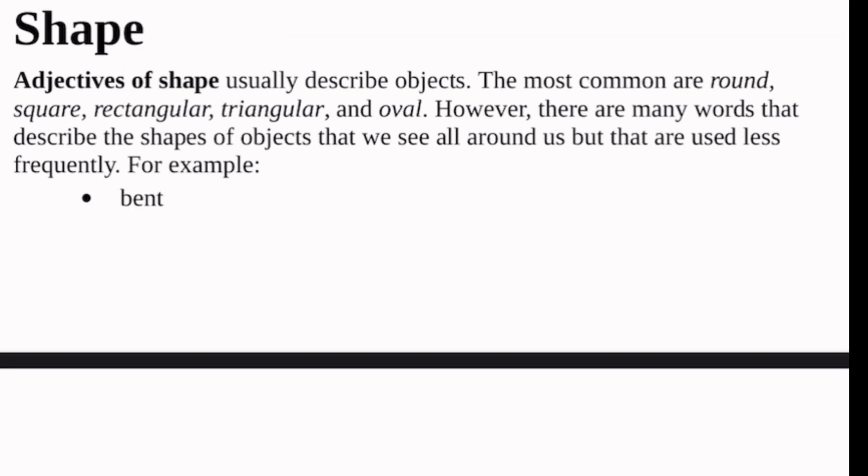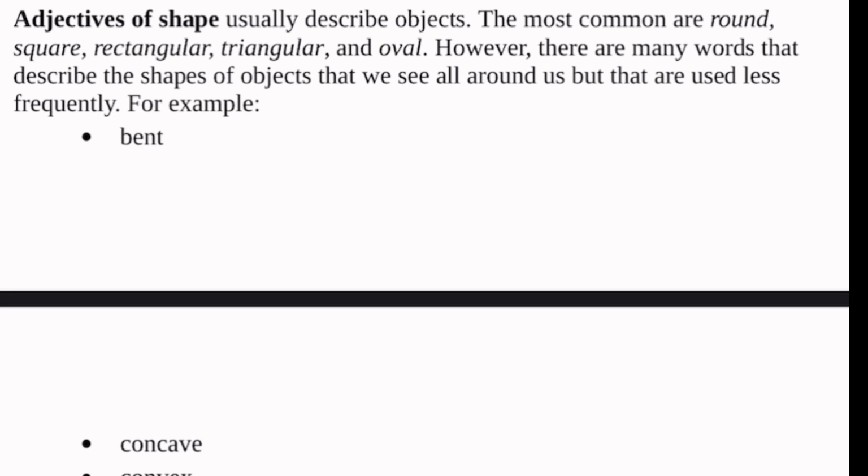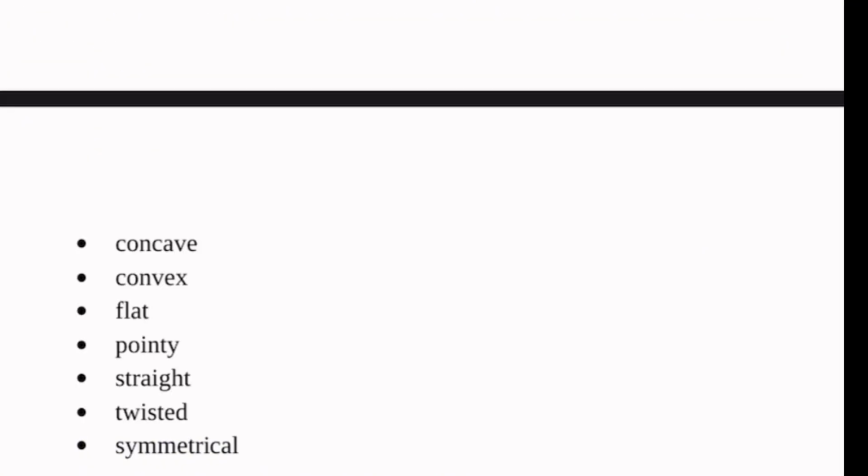The next one is adjective of shape. I hope you are getting the order now. Opinion, measurement, shape. Adjective of shape usually describes objects. The most common are round, square, rectangular, triangular, and oval. However, there are many words that describe shapes of objects that we see around, but they are not frequently used. For instance, bent, you can say a bent road, concave, convex, flat, pointy, straight, twisted, symmetrical. So you have to take note of that.